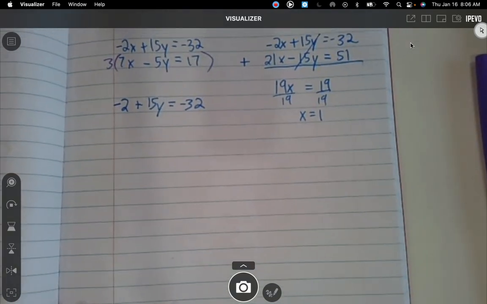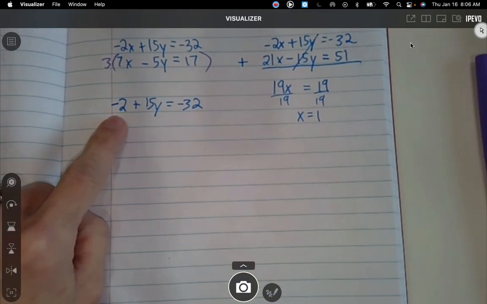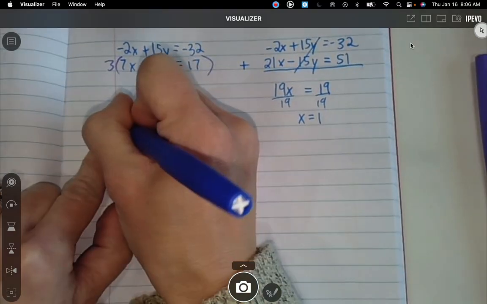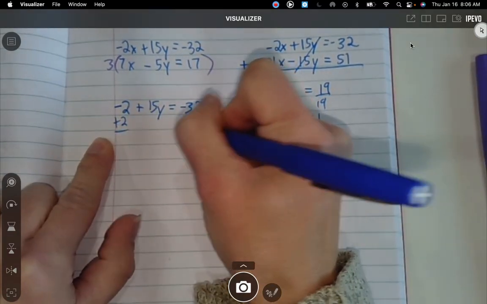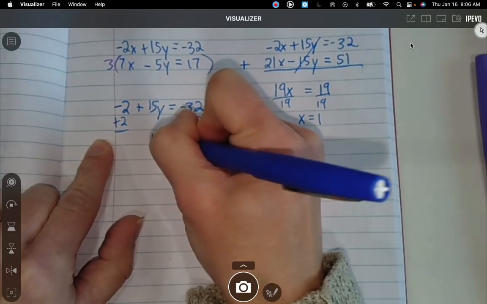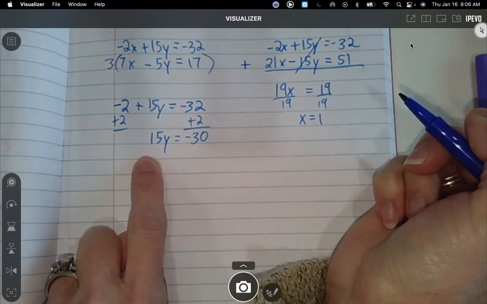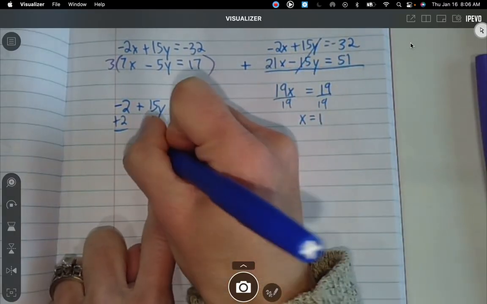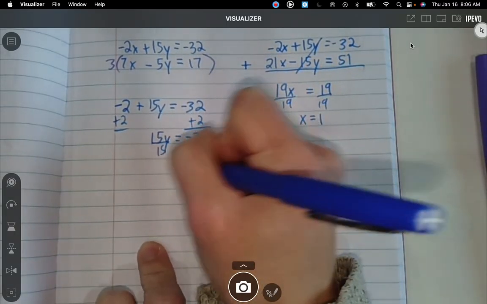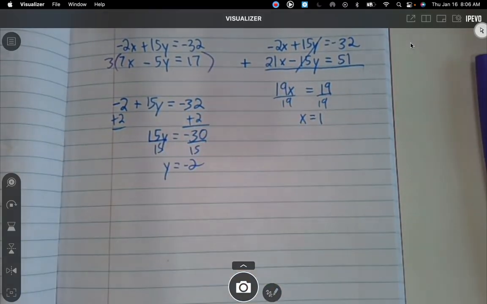Okay, how do you solve for y? We got to move our 2. How do we move that? Add 2. So it's 30. Yep, very good. So it's negative 30. 15y equals negative 30. Then what? How do you solve for it? Divide by 15. And so what does y equal? Negative 2. Okay, see how it's just like yesterday?